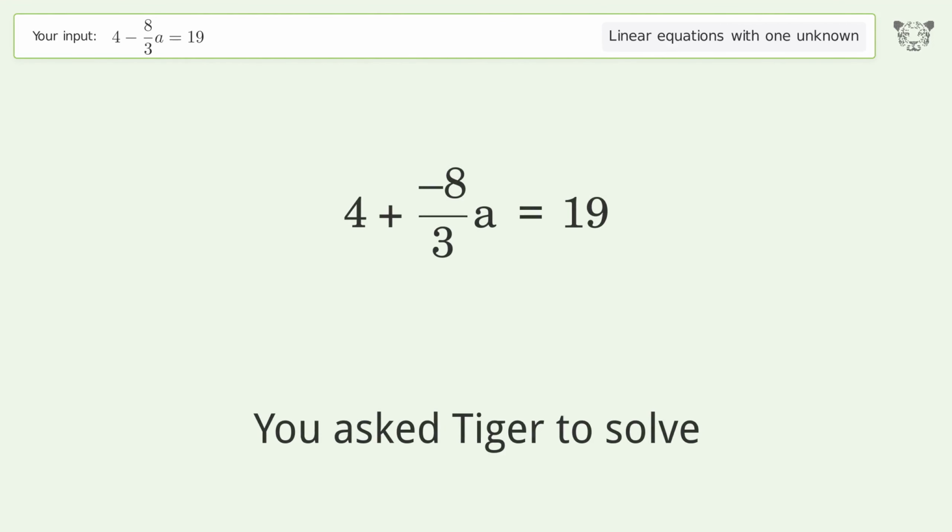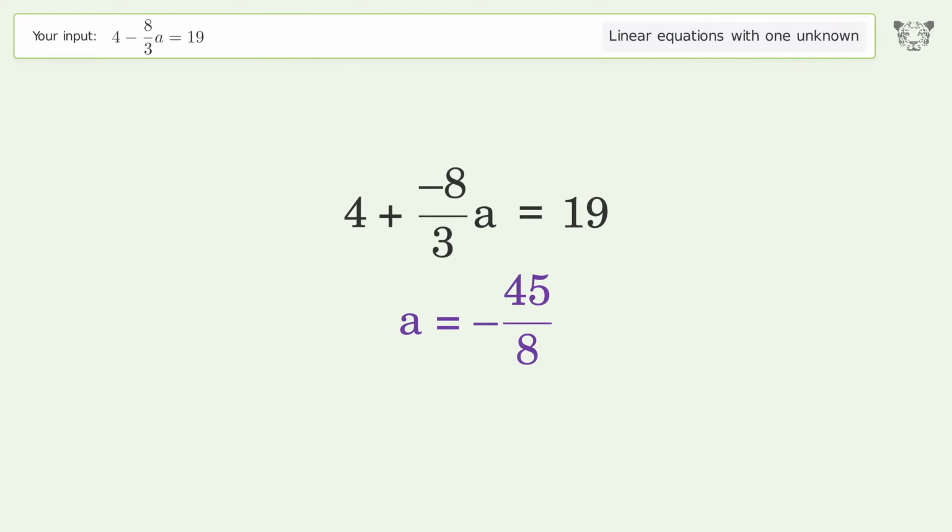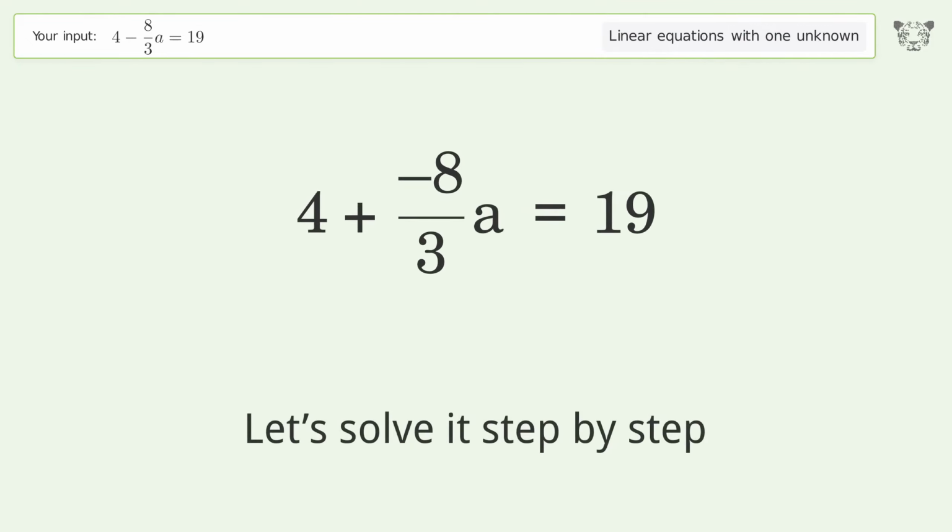You ask Tiger to solve. This deals with linear equations with one unknown. The final result is a equals -45/8. Let's solve it step by step.